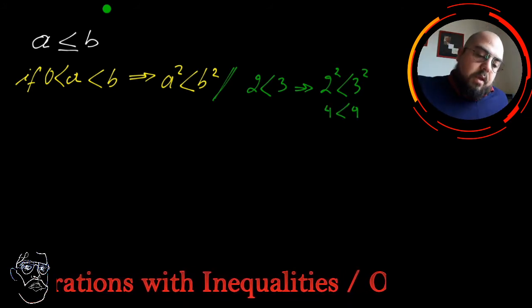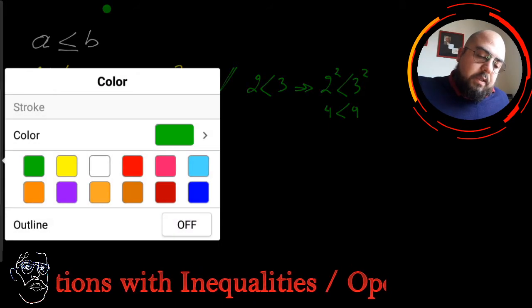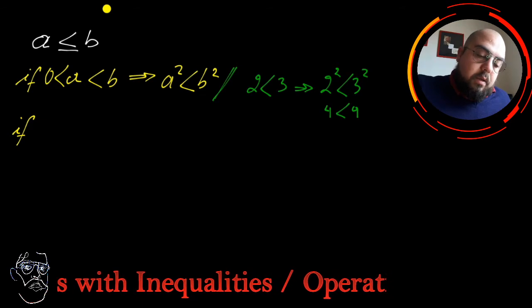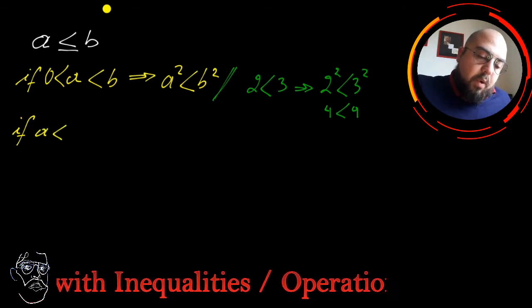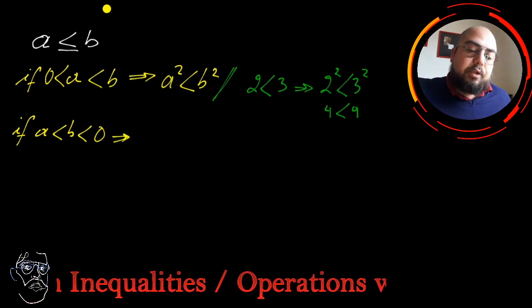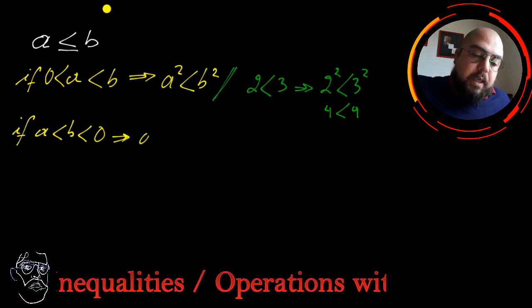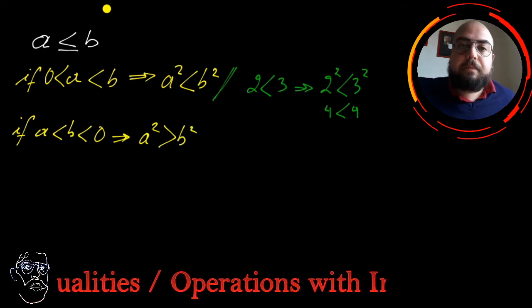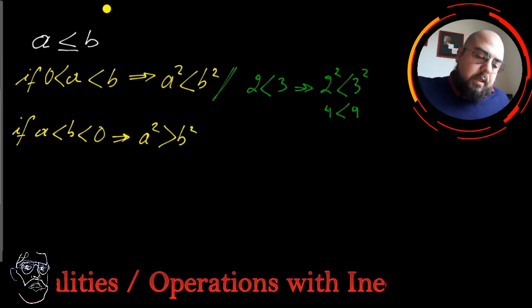Alright? Now what about the second case? If A is smaller than B and both of them are negative, in this case you should pay attention that A squared will be greater than B squared. Let's take an example.